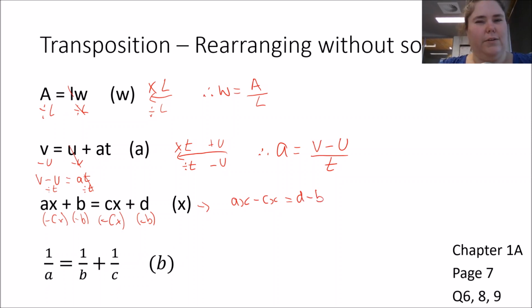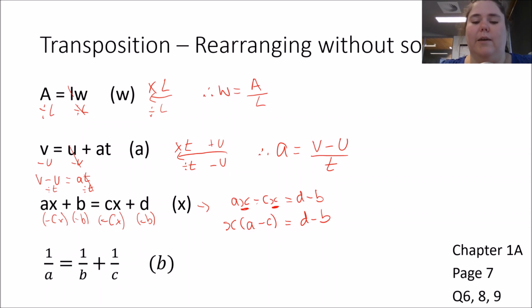Okay, looks complicated, but here I have a common factor. I have something I can take out of both of those terms. So how I do that is I take x out and I say to myself, well, x times what gets me ax? A. x times what gets me negative cx? Negative c. Alright, so that's taking out a common factor.